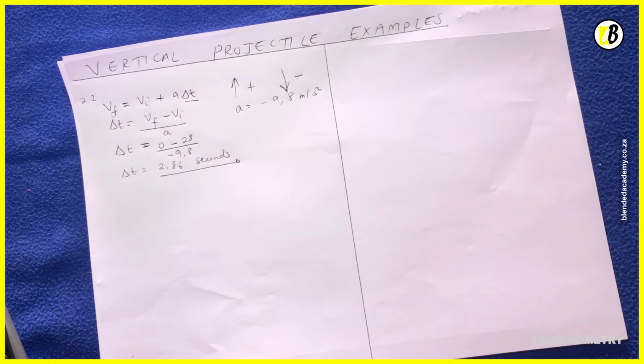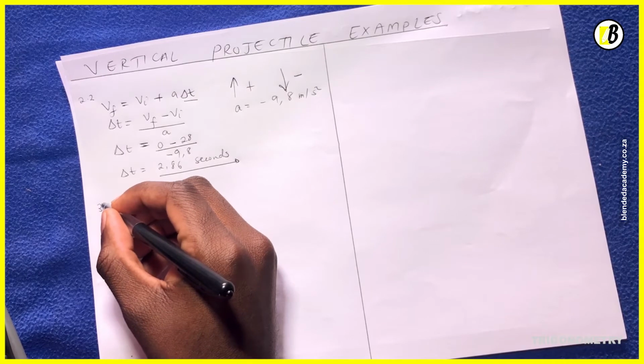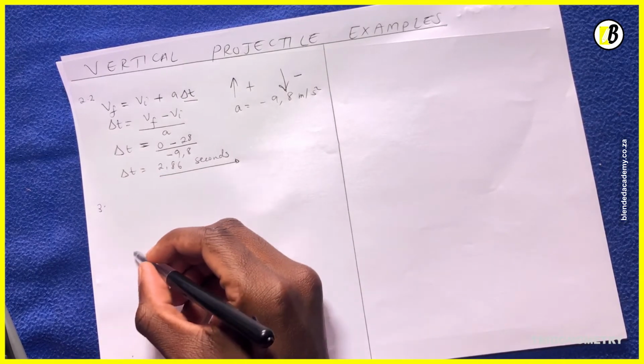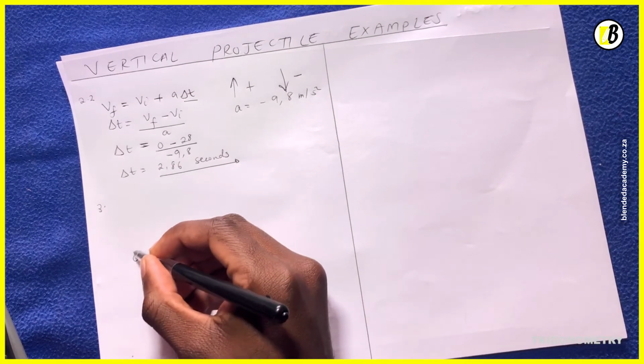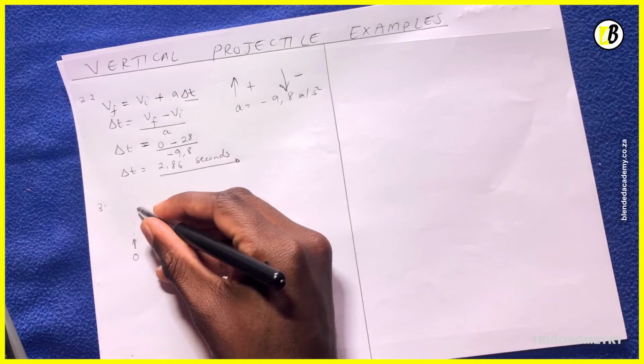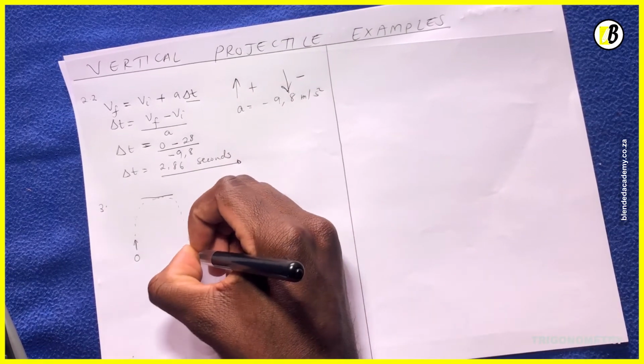Let me just read it out for you guys. It says a ball is thrown vertically upwards and returns to the thrower's hand 7 seconds later. So we're throwing a ball upwards and this ball is going to return to the thrower's hand 7 seconds later. Let me just draw a free body diagram to help you visualize how this motion is going to look like. So it's going up there to maximum height and then it's going to go back to the thrower's hand. This is the ball.